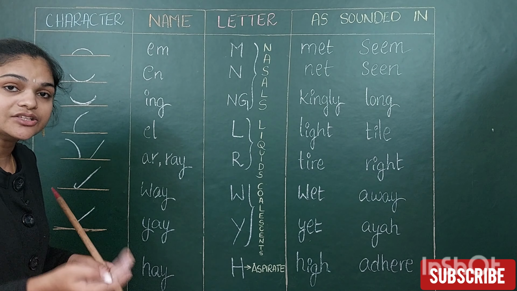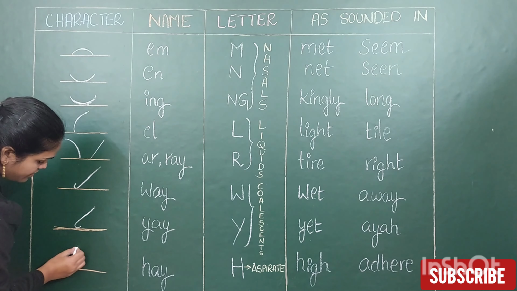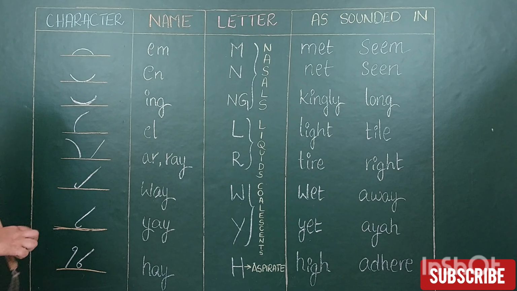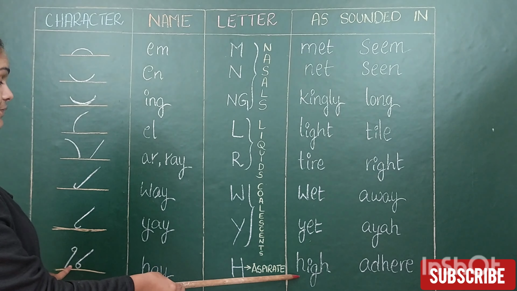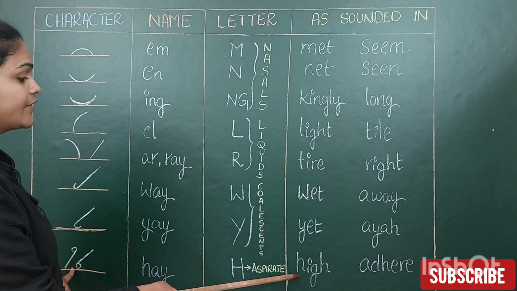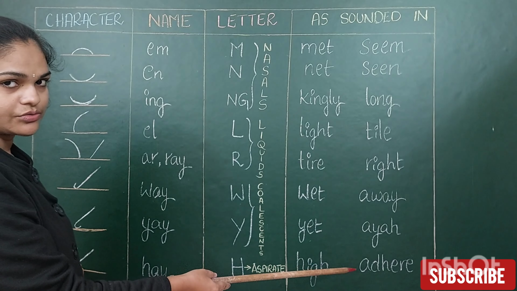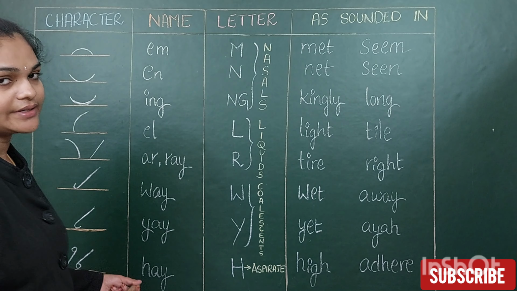The H has two types of strokes: one from up to down, and the next one from down to up. When you write "high", you write the first H, and when you write "adhere", you write the second stroke. I will also tell you when to write the first stroke and when to write the second stroke.